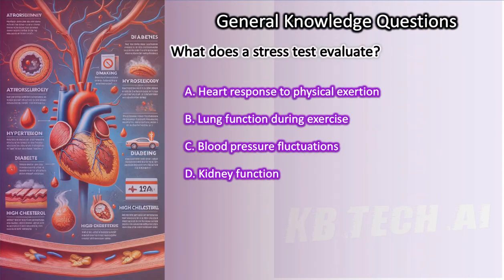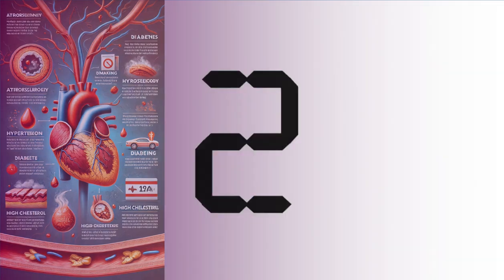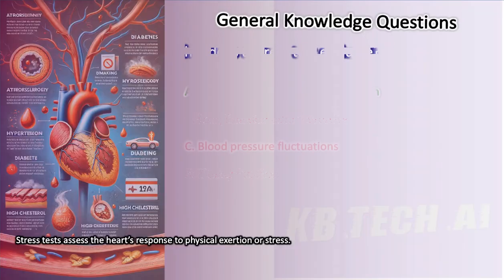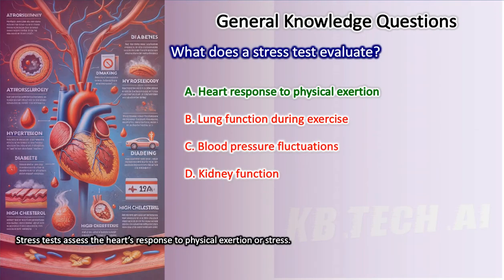What does a stress test evaluate? Option 1. Heart response to physical exertion. Option 2. Lung function during exercise. Option 3. Blood pressure fluctuations. Option 4. Kidney function. The answer is Option 1. Heart response to physical exertion.